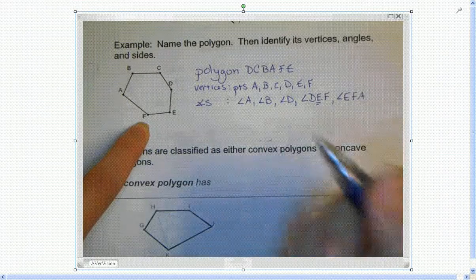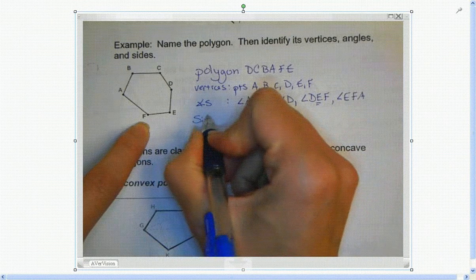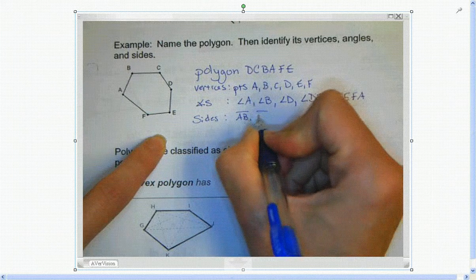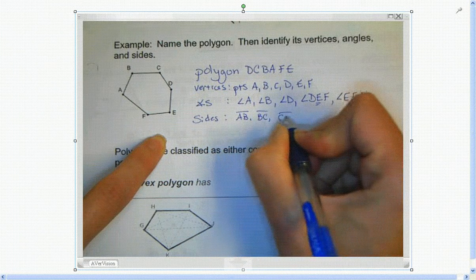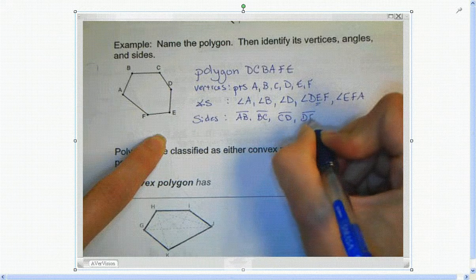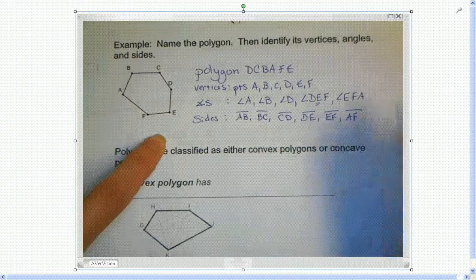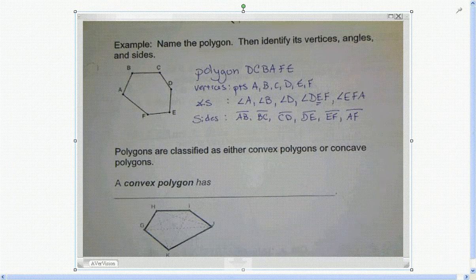It's very important. And then we have our sides. And those are your line segments. So segment AB, segment BC, segment CD, segment DE, segment EF, and segment AF. For our 6 segments. Now, it's not that hard for us to figure out, but hopefully we'll go on, and we have to now classify our polygons by either convex or concave and also by the number of sides.